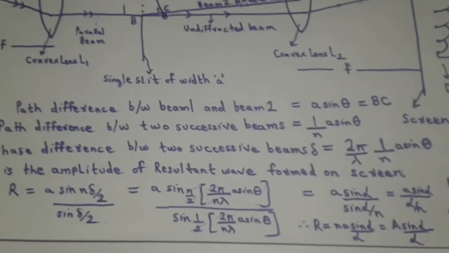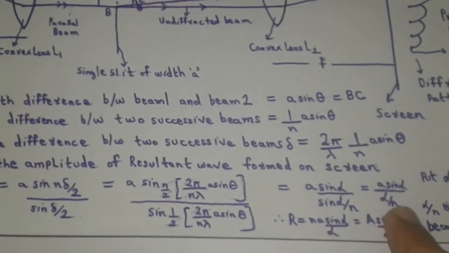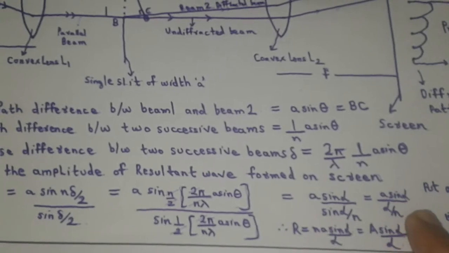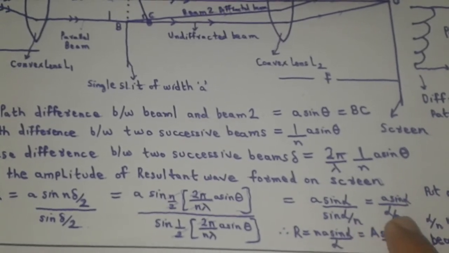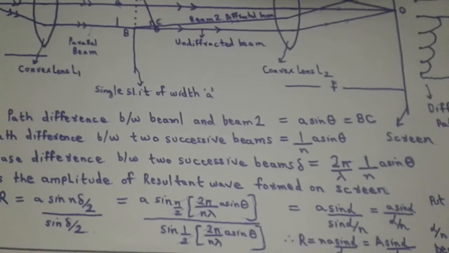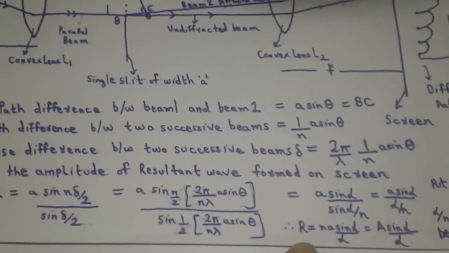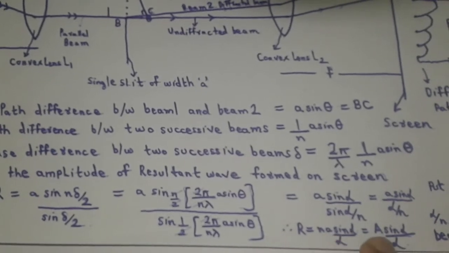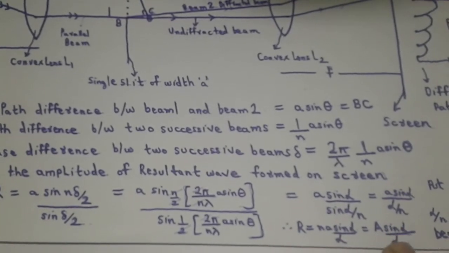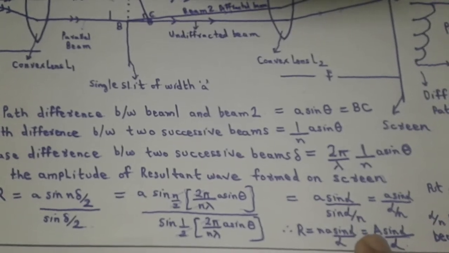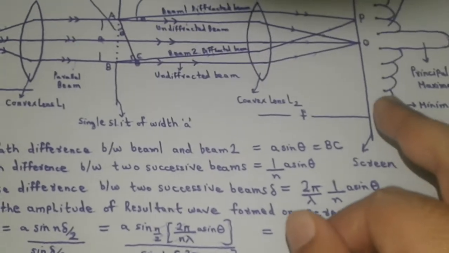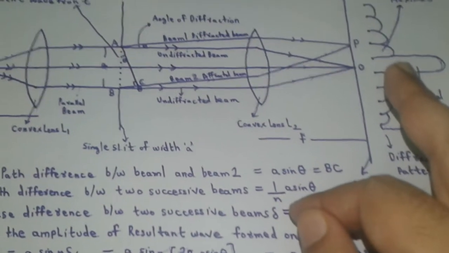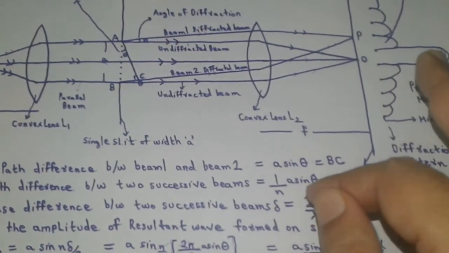Since number of diffracted beams n is very large, therefore the value of alpha upon n is very small, so sin alpha upon n can be taken as alpha upon n. So R becomes R equal to NA sin alpha upon alpha. We can take NA as capital A sin alpha upon alpha, where capital A is the maximum value of the amplitude R of the resultant wave at the center of the screen. It is the amplitude of the principal maxima.